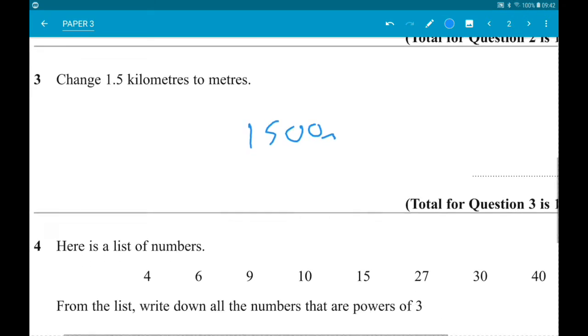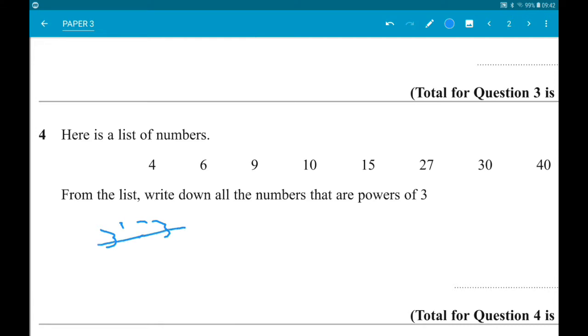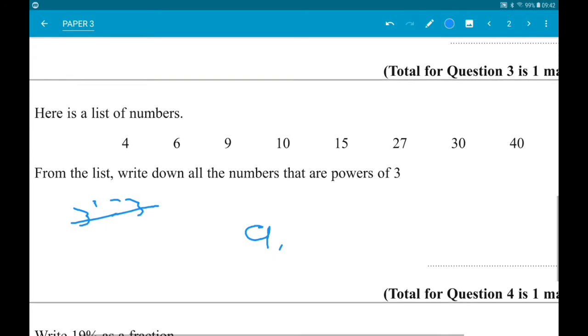Number 4. Here is a list of numbers. From the list, write down the numbers that are powers of 3. So this means, for example, 3 to the power 1 is 3. But that's not there. So 3 to the power 2, 3 squared is 9. That's there. And 3 cubed is 27. So we also want 27.